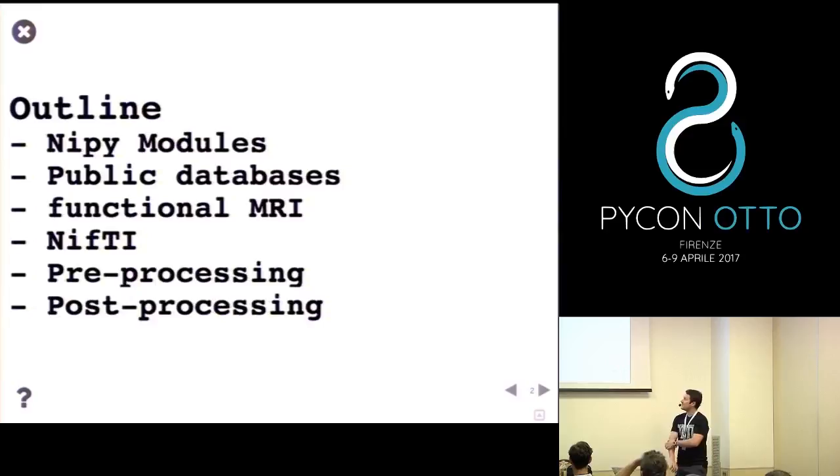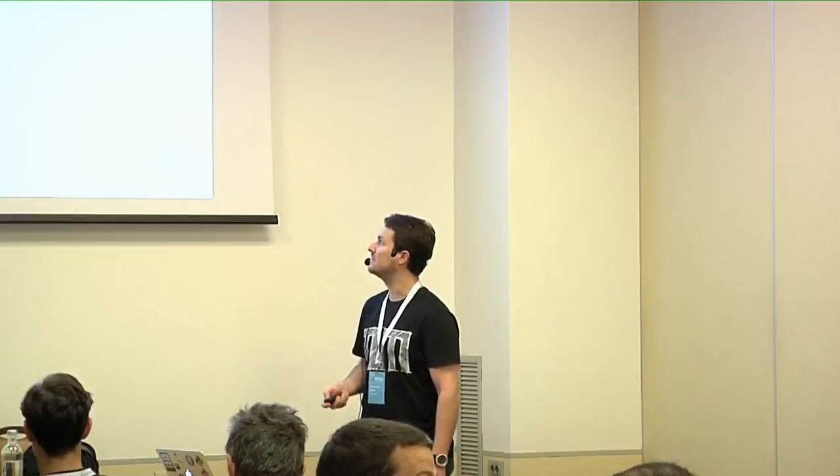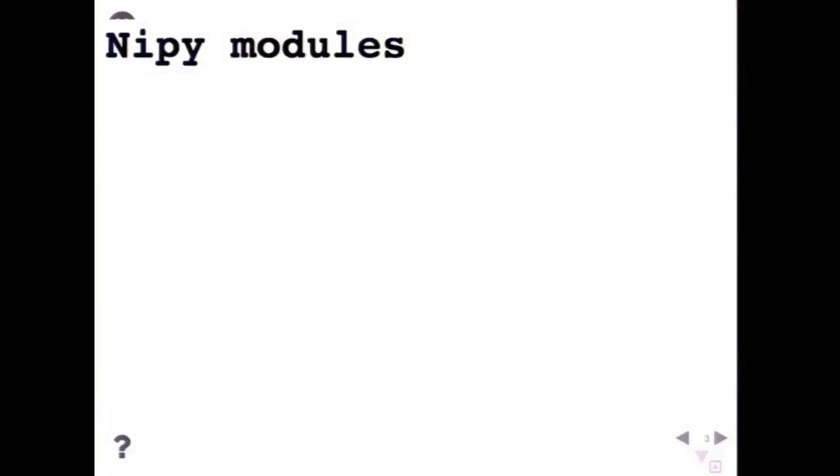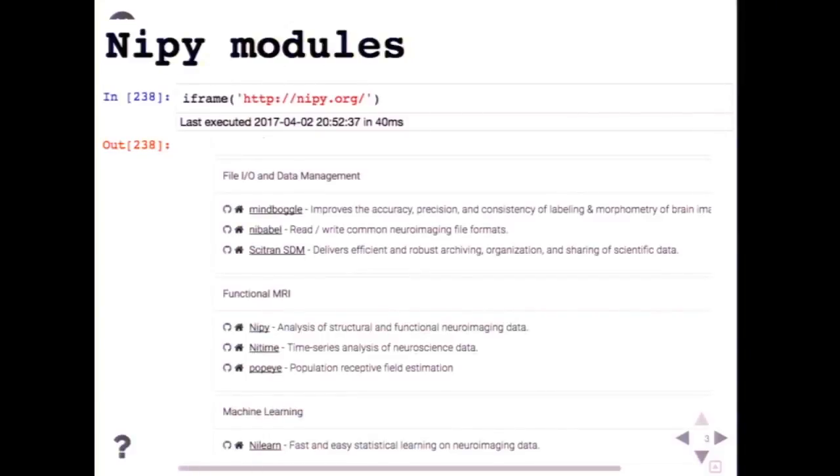So this is the outline of the talk. I'm going to show you and explain a bit what the NIPI modules are. I'm going to show you some of the databases available online. Also, I'm going to talk about the format of the files, what is functional MRI, and a bit of the pre and post processing of these images, if I have time. So NIPI is a set of projects, as I told you. If you go to nipy.org, you can find them.